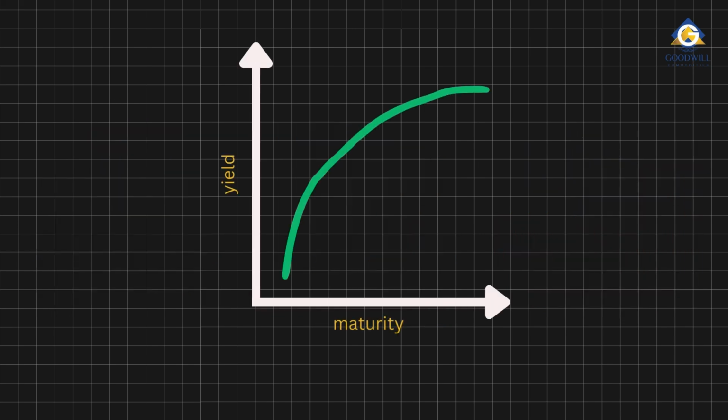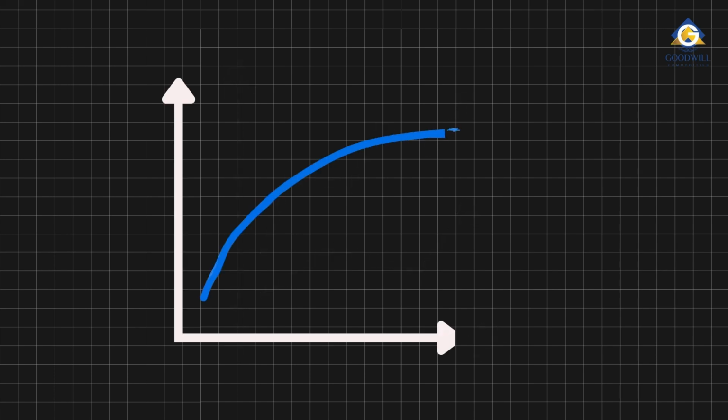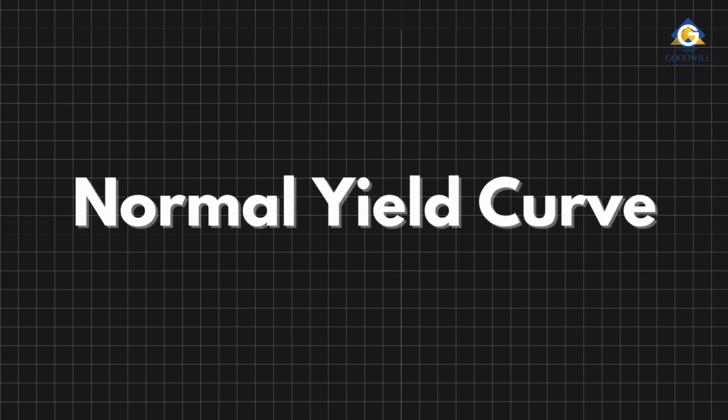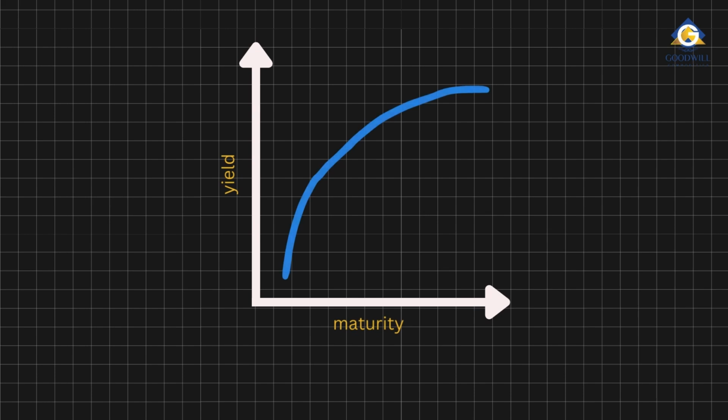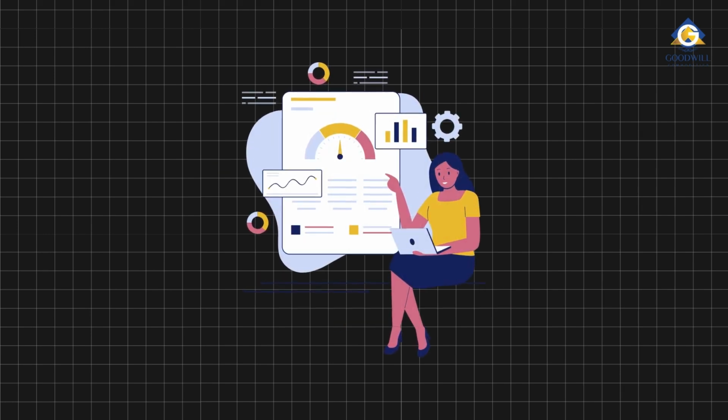Yield curves can take on various shapes, and each shape tells a different story. There's the normal yield curve, the inverted yield curve, and the flat yield curve. Let's break down what each of these shapes means. Normal yield curve. A normal yield curve is typically upward sloping, which means that short-term interest rates are lower than long-term interest rates. This shape indicates that investors expect the economy to grow steadily.